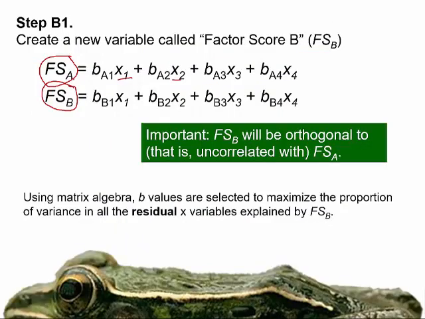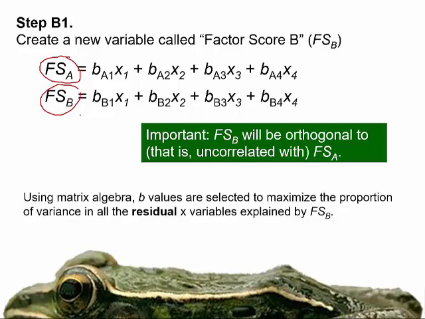So for factor score B, we want to identify what are the beta weights that we can plug in here. So we take each x item and multiply it by a beta weight, but we want to produce a factor score not that will explain as much variance as possible in our original x items, but that will explain as much variance as possible in those residuals, the leftovers, the stuff that couldn't be explained by factor score A. And as it turns out, when we do this, we will end up with a factor score B that has an exactly 0 correlation with factor score A.